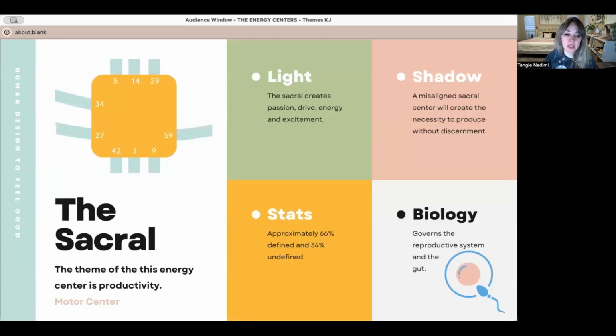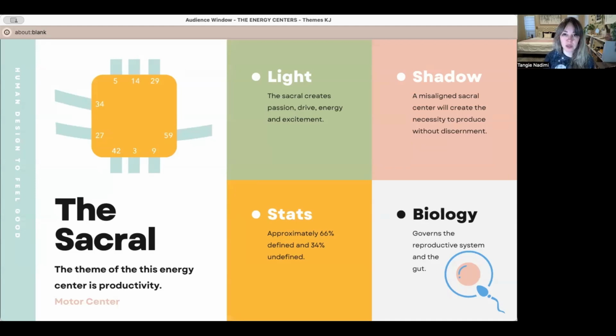Next up, we have the sacral center. The theme of this energy center is productivity. What can we create? What can we produce? It is a motor, so it creates energy for that. The sacral creates passion, drive, energy, and excitement. In misalignment, it will create the necessity to produce without discernment. About 66% of people will have a defined sacral and 34% undefined.